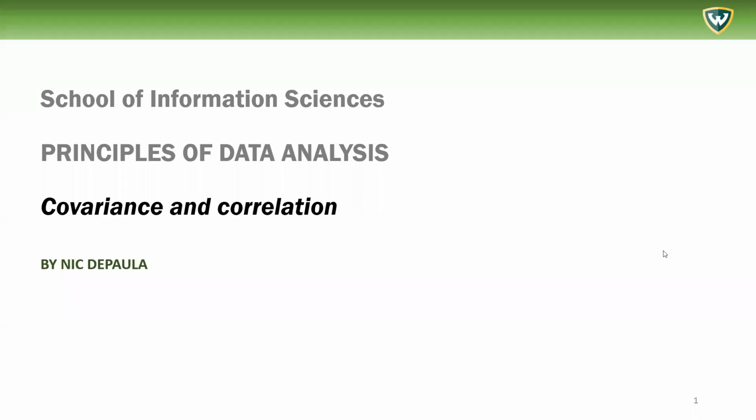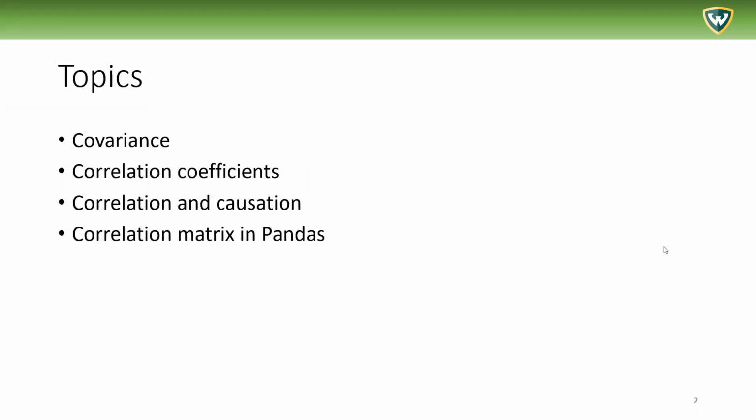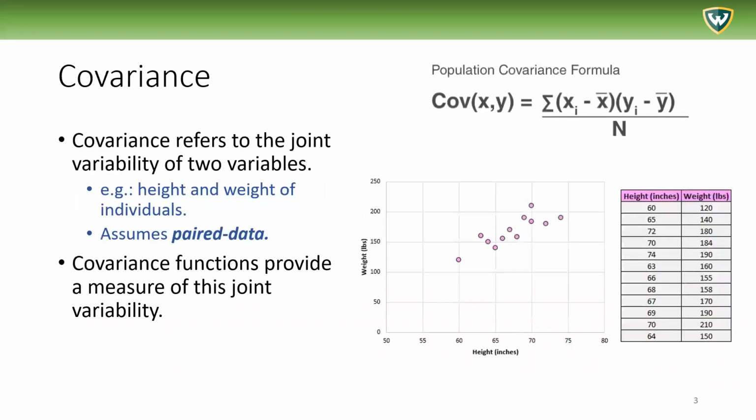Hi, everyone. Here we're going to be talking about covariance and correlation. So we're going to cover covariance, correlation coefficients, correlation and causation, and correlation matrices in pandas of Python.